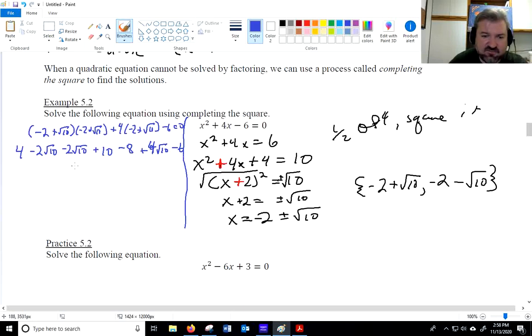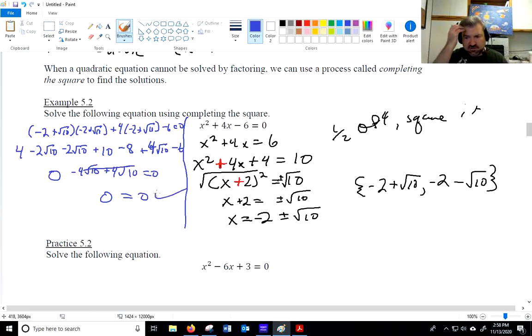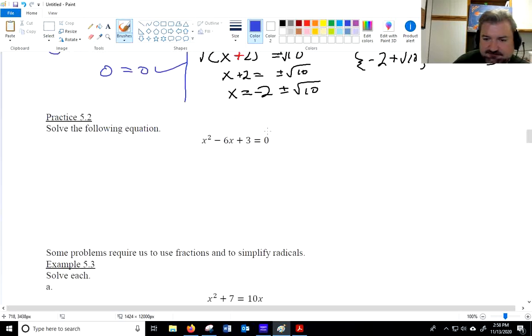So all those whole numbers are gone. Then I've got a negative 4 root 10 plus 4 root 10. Well, what happens there? Those go away as well. So it's just 0 equals 0, which is exactly what we wanted to show. Kind of cool, right? I'll leave you to check the negative 2 minus root 10.